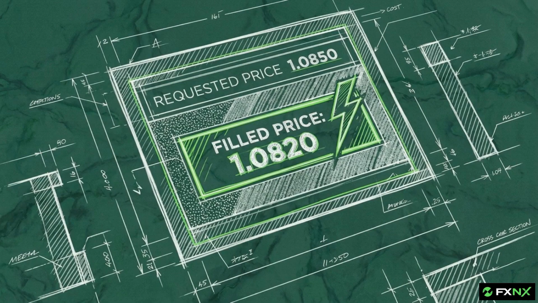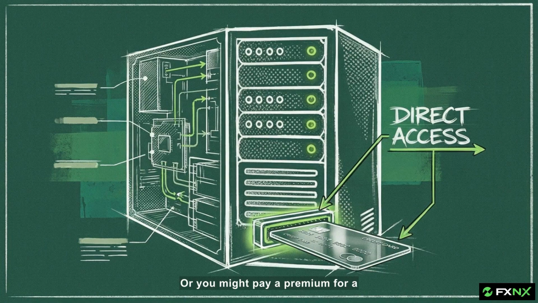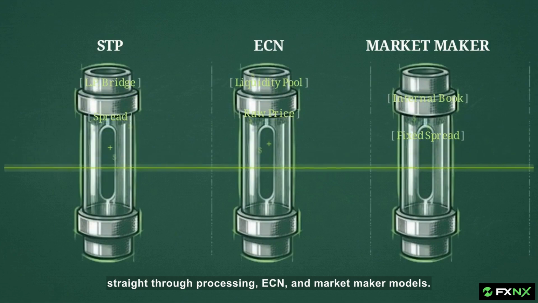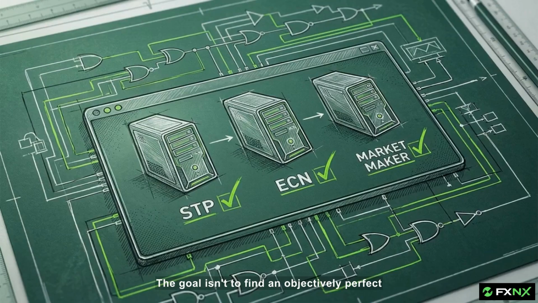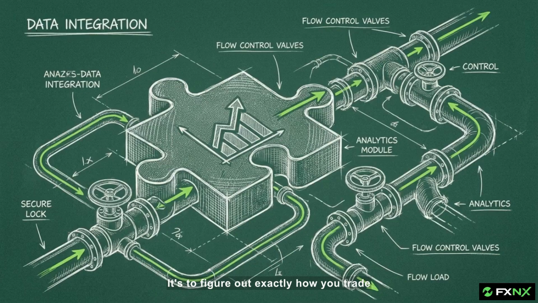Or you might pay a premium for a direct institutional connection, but suffer massive price slippage right when the market gets volatile. We need to look past the marketing labels and audit the true mathematical costs of straight-through processing, ECN, and market maker models. The goal isn't to find an objectively perfect broker. It's to figure out exactly how you trade and match your specific strategy to the correct back-end plumbing.